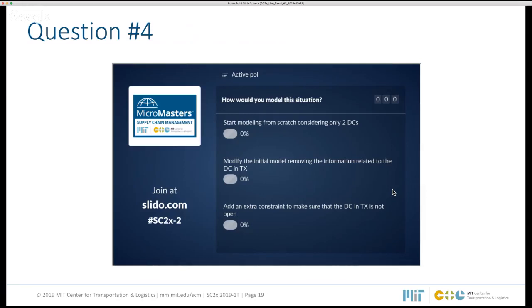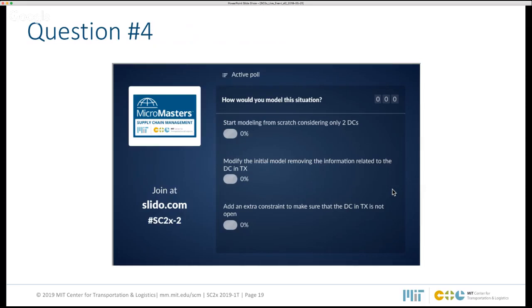We have three options for you. Start modeling from scratch, considering only 2 DCs, so only New Jersey and Nevada. Or modify the initial model, the template that I showed you, just removing the information that is not related to Texas, so removing some rows and some columns. And the last approach is to add an extra constraint to make sure that the DC in Texas is not open.